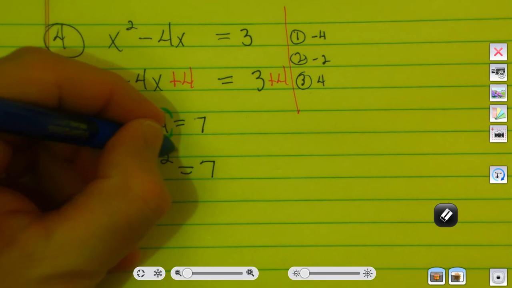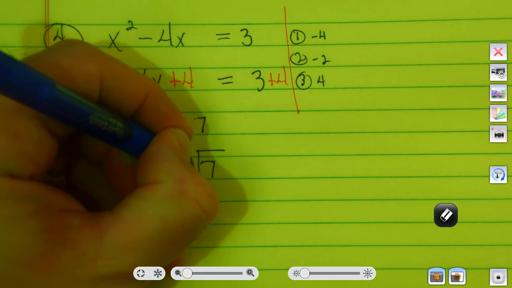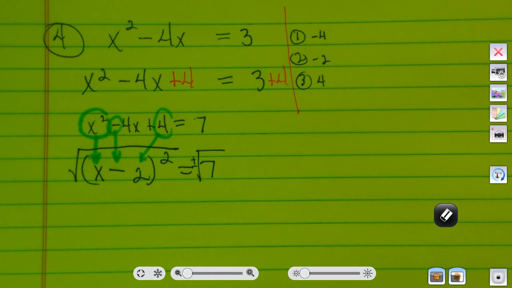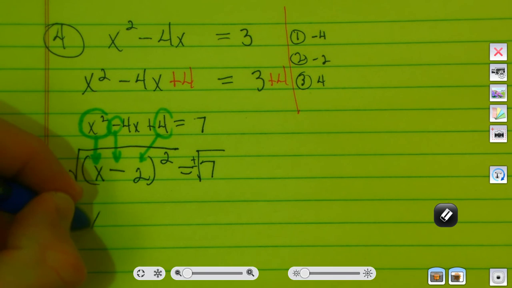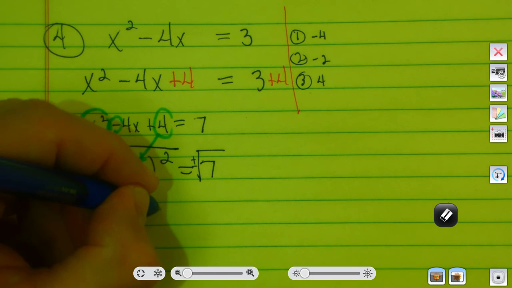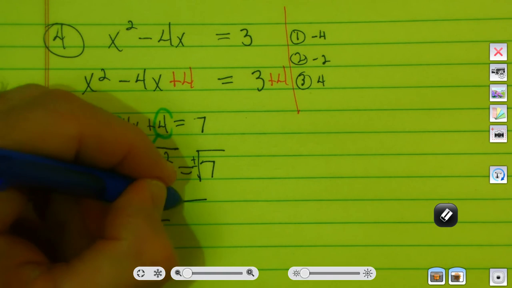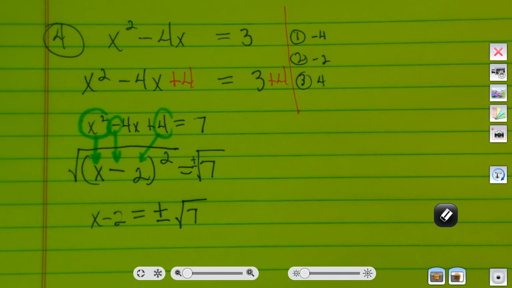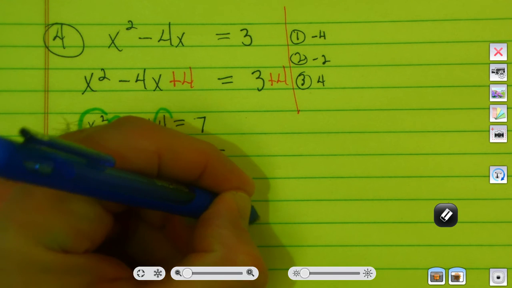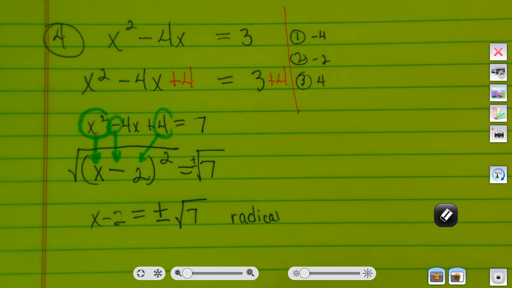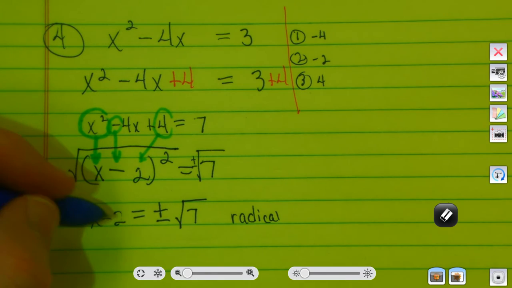I can take the square root now of both sides. And the square root of x minus 2 squared is just x minus 2. And that'll be equal to plus or minus radical 7. Now, it would have been really nice if radical 7 had been a perfect square and would have come out of that radical, but it didn't, and that's okay. We can leave that answer. We would call that a radical answer or an irrational answer. But we still want to simplify it a little bit.